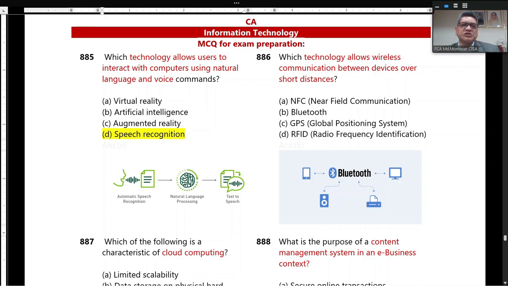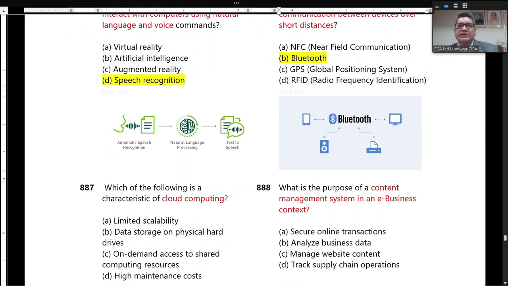Automatic speech recognition, etc. So the technology allows wireless communication between devices over short distance. Short distance amra byabohar kori Bluetooth. So which technology allows wireless communication between devices over short distance? Bluetooth. Jemon ekhane short distance eta kacha kache byabohar hocche.